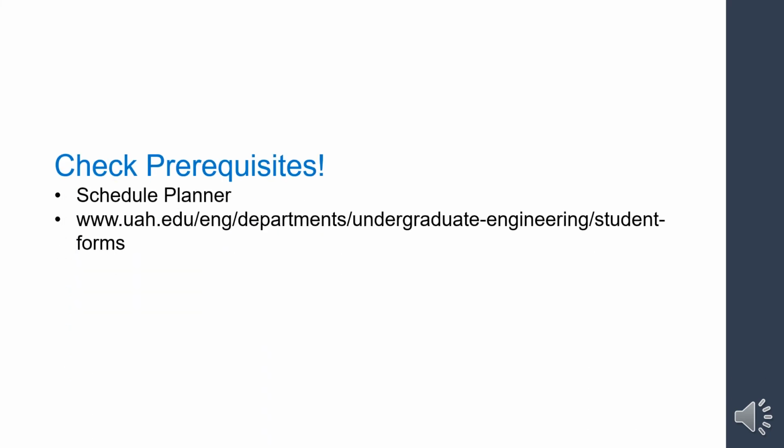Before we end the video, I want to remind you to check your prerequisites for all courses that you plan to take next semester. Schedule Planner has several ways for you to look at the prereqs. You can also look at your check sheet and your flow chart by going to the Undergraduate Engineering webpage for the College of Engineering and look under Student Forms. You don't want to plan an entire schedule and find out that you don't have the prereqs for one course. It can derail all the work that you've done leading up to now.